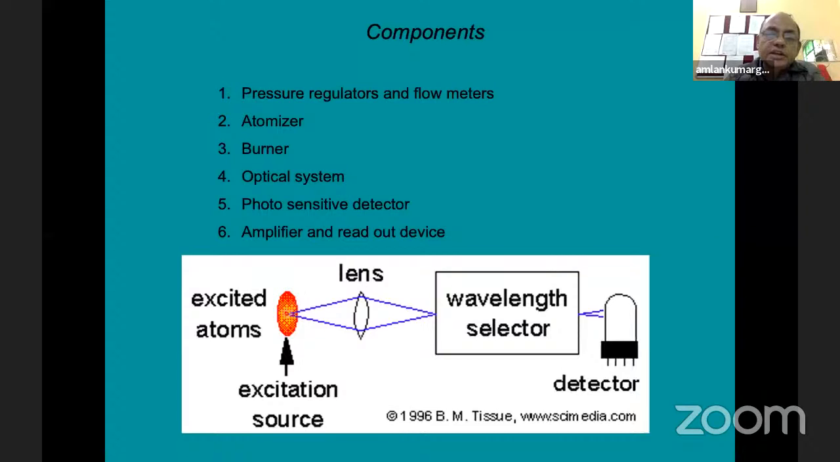Here the atom is excited, comes back to the ground state, and emits radiation. This emitted radiation is collected through a detector, and we measure the amount of radiation that is given out.